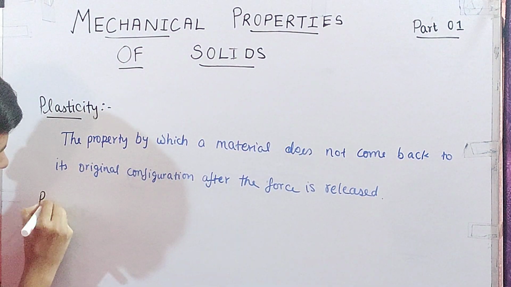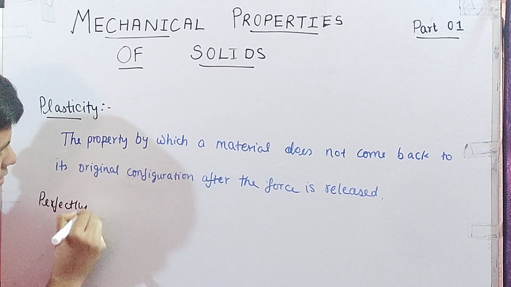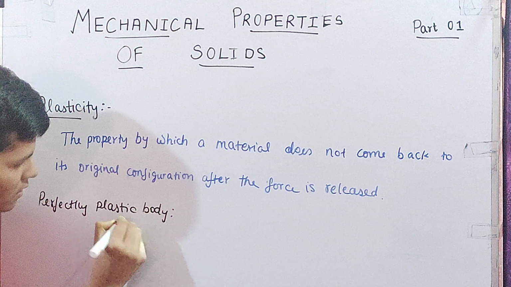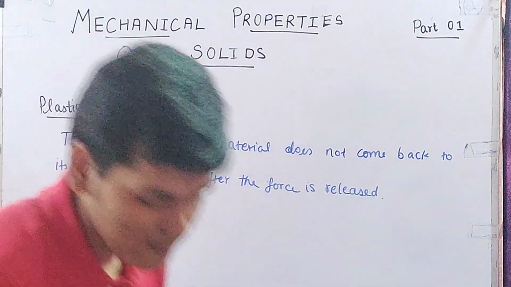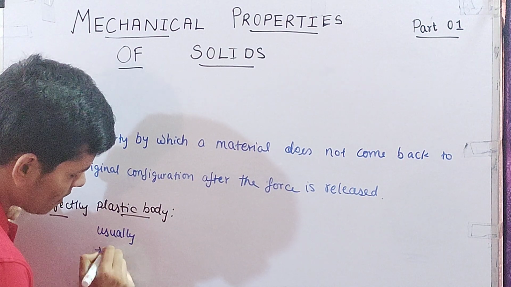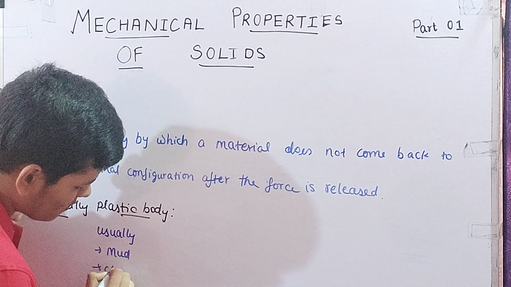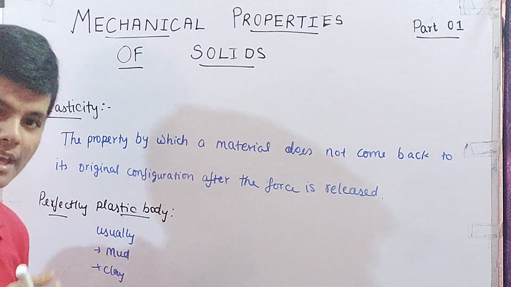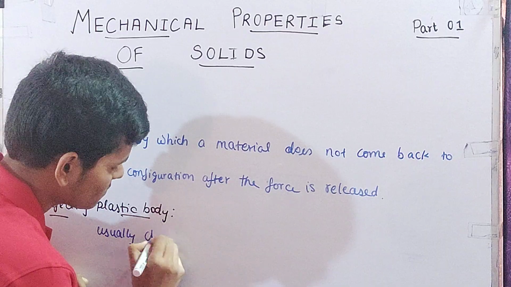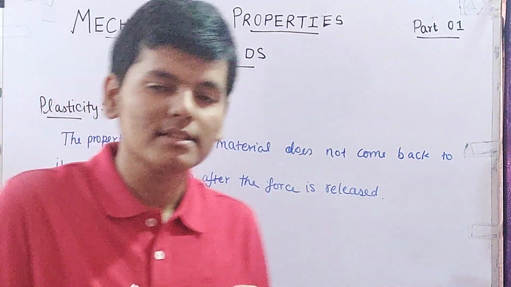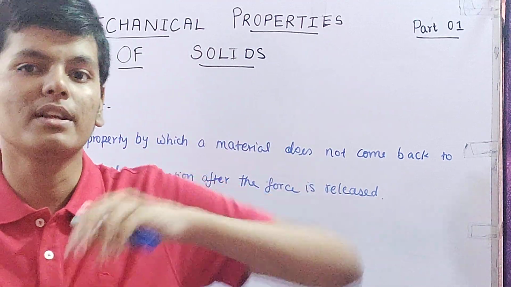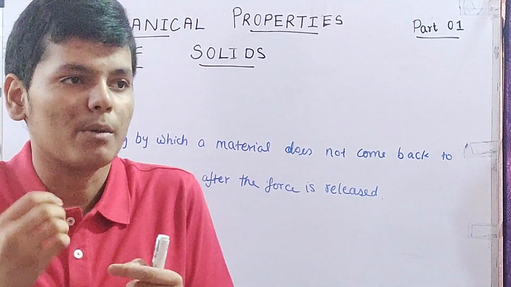A perfectly plastic body is usually taken as mud or clay. Out of mud and clay, clay is much better, because there are some types of mud which are more slimy. So if you apply force on them and then release the force, some property comes back.